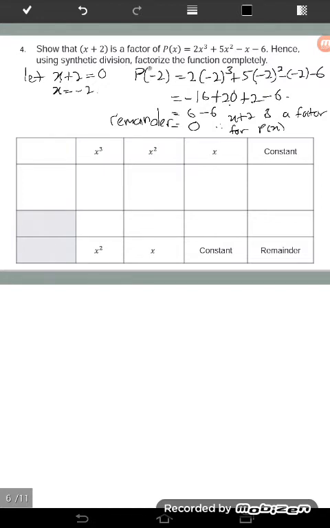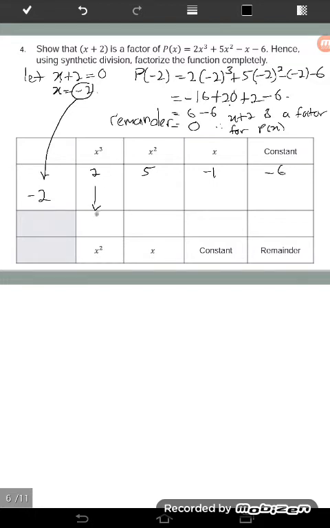And then using synthetic division, factorize the function completely. Okay, so we take this negative 2, put here, and here the coefficient of x to the power of 3, which is 2, and the coefficient of x squared, which is 5, and the coefficient of x, which is negative 1, and the constant here is negative 6.